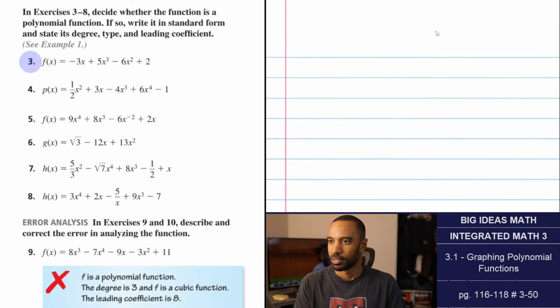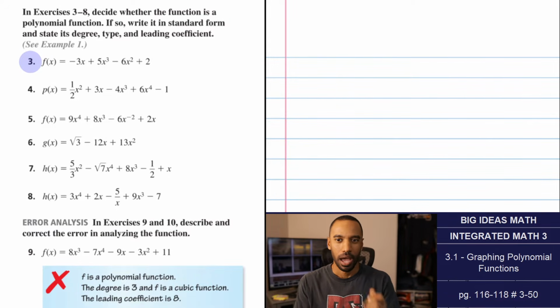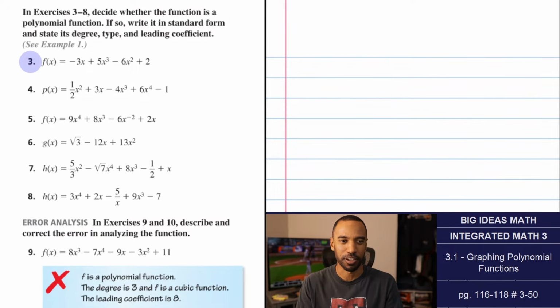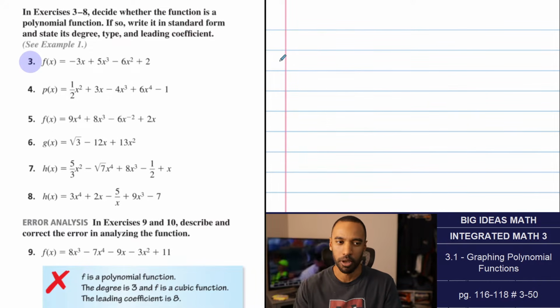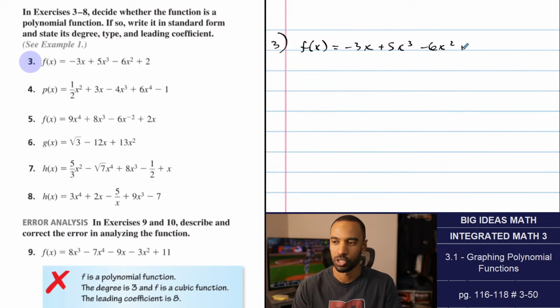I just didn't have all my windows popped up, basically. What's the problem? All right, in exercises 3 through 8, decide whether the function is a polynomial function. If so, write it in standard form and state its degree, type, and leading coefficient. So once again, if it's not a polynomial function, we won't do any of those things. So number 3 is f of x equals -3x plus 5x cubed minus 6x squared plus 2.